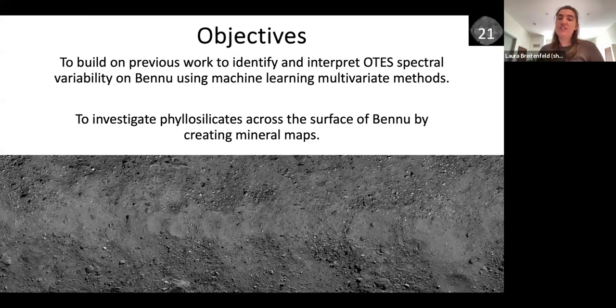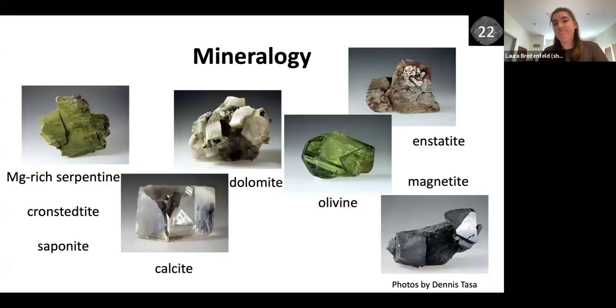Okay, so the objectives of this work were to build on the previous work I just presented to you and identify and interpret OTES spectral variability on the surface of the asteroid using this multivariate method. And specifically, I was interested in investigating phyllosilicates across the surface of the asteroid and creating mineral maps.